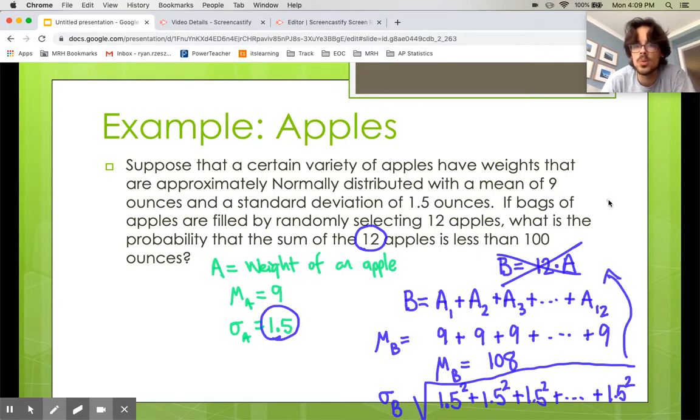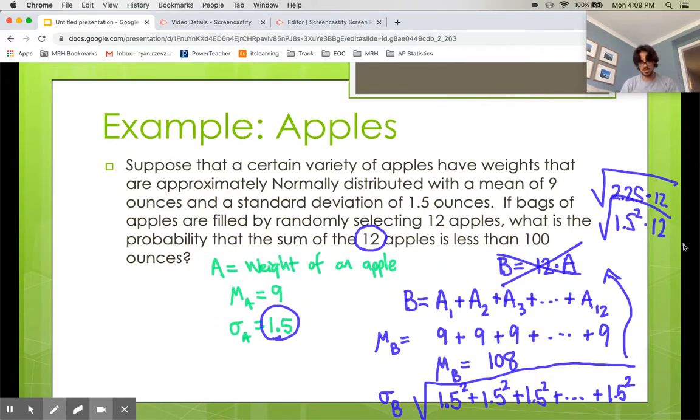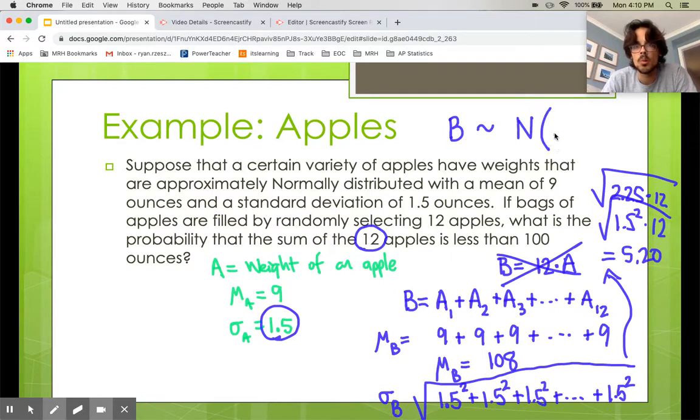So if I do that, what's really going to happen is I'm going to have 1.5 squared, which is 2.25, and I'm going to have that 12 different times. So I can write that as 1.5 squared times 12. And if you type that in and calculate the answer here, the standard deviation is like 5.20 if you round this. So I've just done a bunch of work that shows that B follows a normal distribution, approximately normal, with a mean of 108 and a standard deviation of 5.20 using the rules from this chapter.